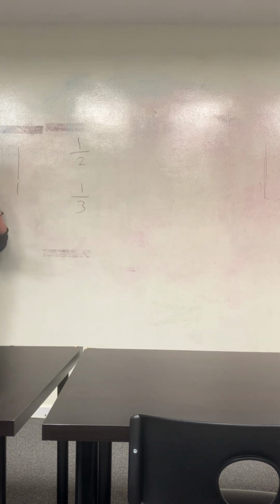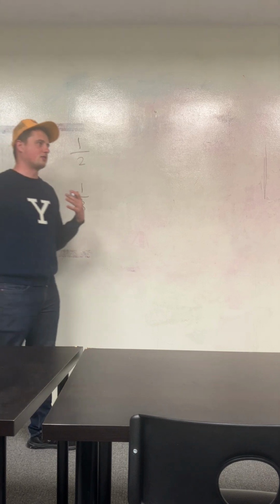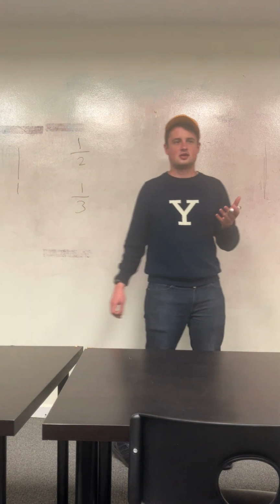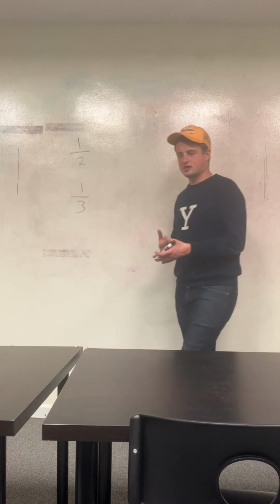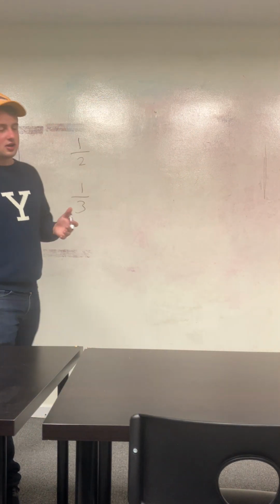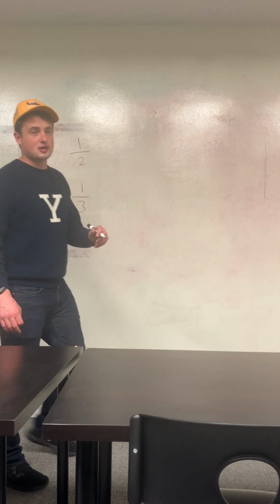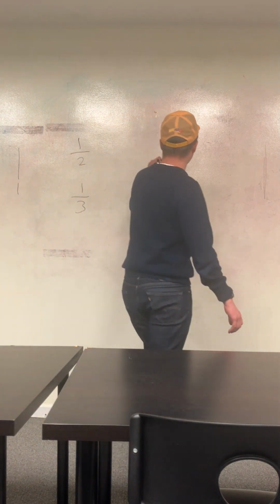$1. If I have 4 quarters, how much money do I have? If I have a dollar bill, how much do I have? $1. They all look different. 100 pennies, still $1. In the same way, we can write 1 a bunch of different ways.